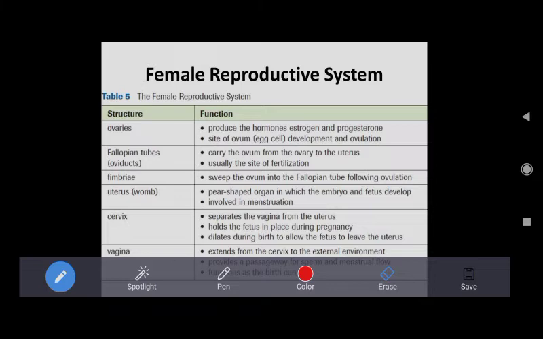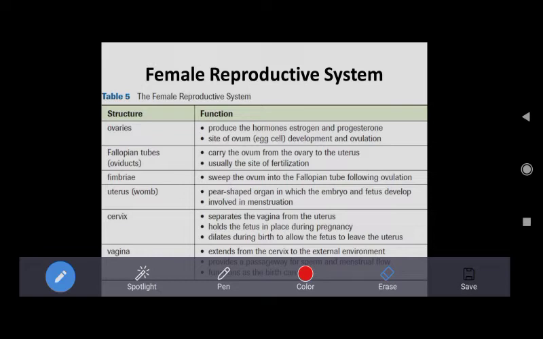It produces the hormones estrogen and progesterone. Estrogen controls the development of the female primary sex organs as well as the development of female secondary sexual characters. Progesterone controls uterus changes during the menstrual cycle and also maintains pregnancy. The next part, fallopian tube. The fallopian tube is actually the site of fertilization and it carries the ovum from the ovary to the uterus.